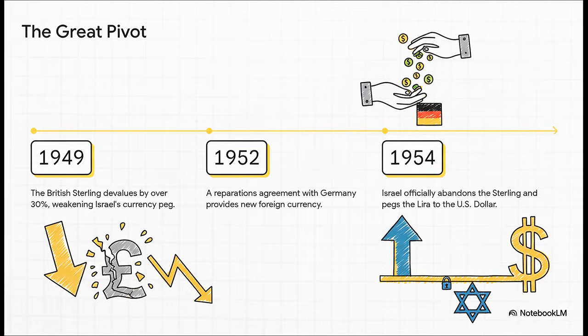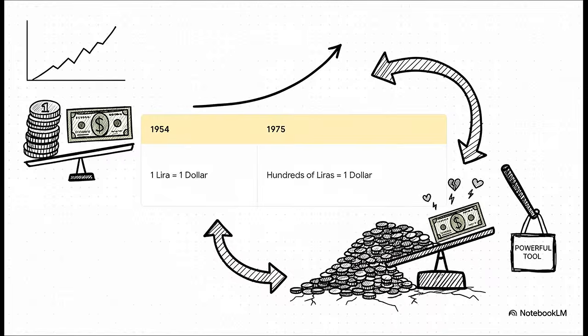They cut the rope to the sterling and officially pegged the lira to the US dollar, the new heavyweight champion of the world economy. And wow, what a pivot that turned out to be. In 1954, the exchange rate was simple. 1 lira got you 1 US dollar.